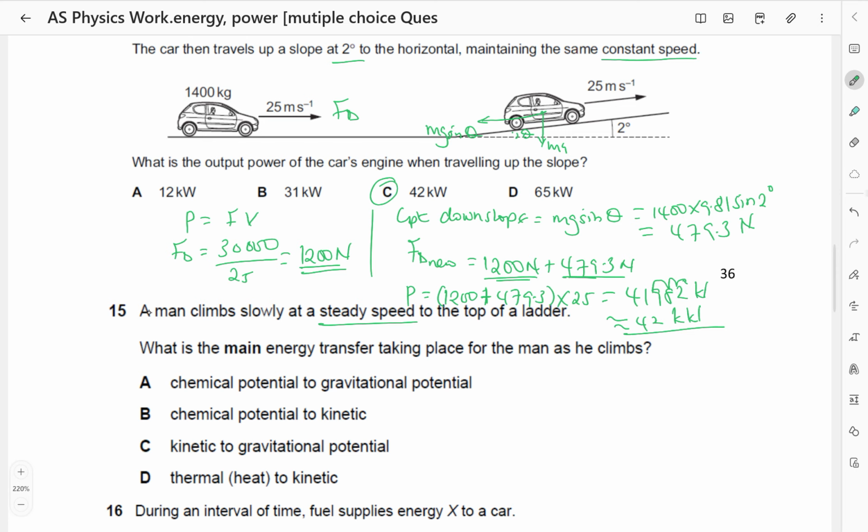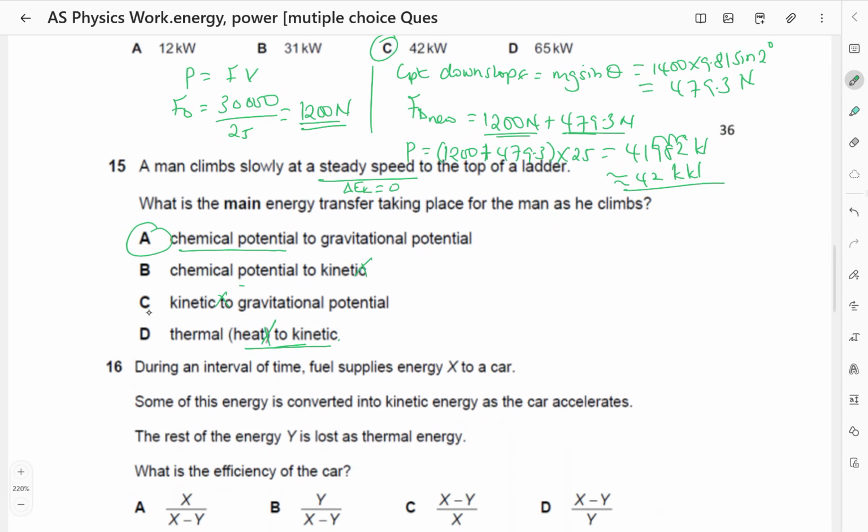Okay, so the man is using chemical energy. There is chemical energy in the body, and since the speed is constant, there is no change in kinetic energy. So it is chemical potential to gravitational potential. Chemical to kinetic is wrong. Kinetic to gravitational potential is wrong because of the steady speed. Thermal to kinetic, there is no change in kinetic energy. So the answer is going to be A. Because of the constant speed, the change in kinetic energy is zero, so kinetic energy remains the same.